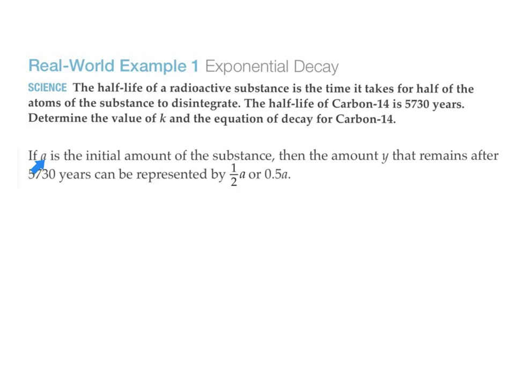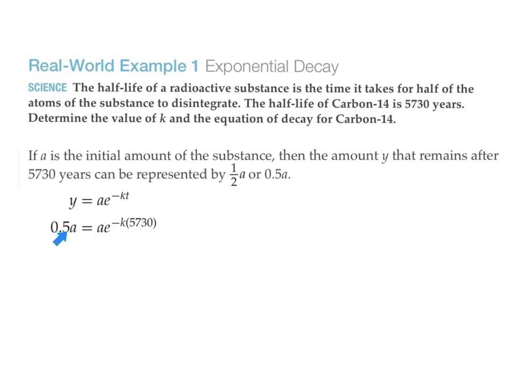All right, so here's what you've got to figure out. If A is the initial amount, whatever that is, then Y is the amount that remains after 5,730 years. So its half-life is half of what we start with, half A or 0.5A. So if we start with this, we're trying to figure out the decay constant for when there is half left of what we started. So essentially what we're going to do is set up our formula. So here's our formula. We want to know when there's half as much as what we started with. We know that it takes 5,730 years to make that half-life occur.